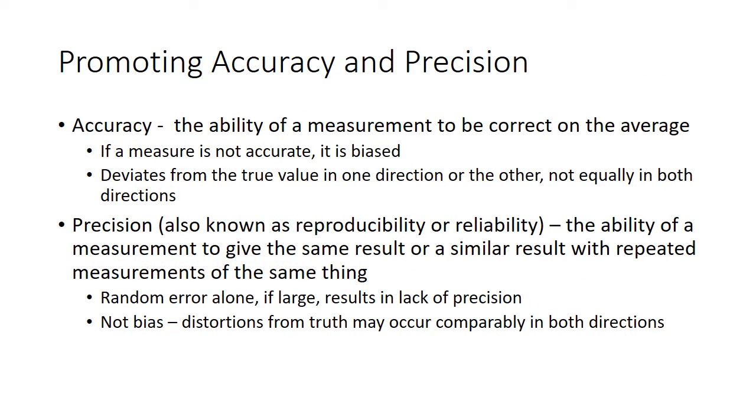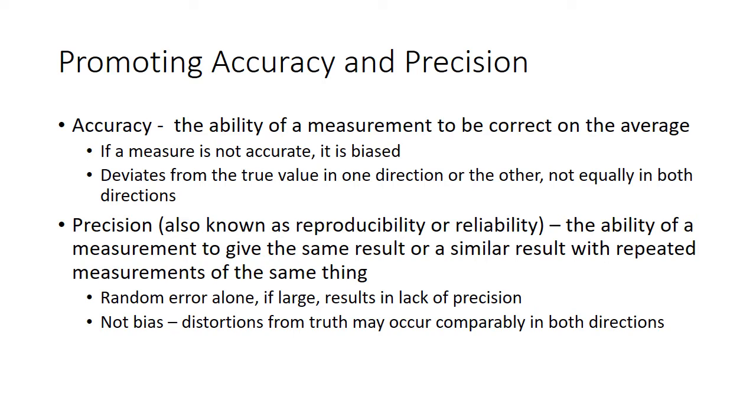So accuracy, as a definition, is going to be the ability for a measurement to be correct on average, right? So if a measurement is not accurate, it means it's usually going to be biased in one direction versus another. Basically, you're going to find that it will deviate from the true value, and it may not be equally in both directions, depending on how the accuracy is being affected.